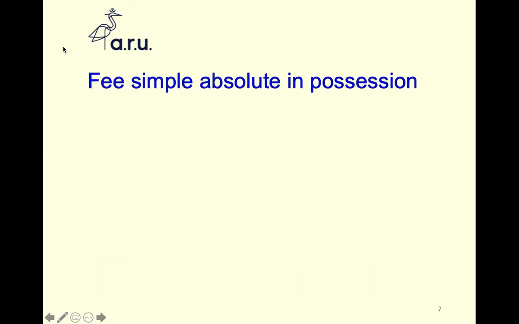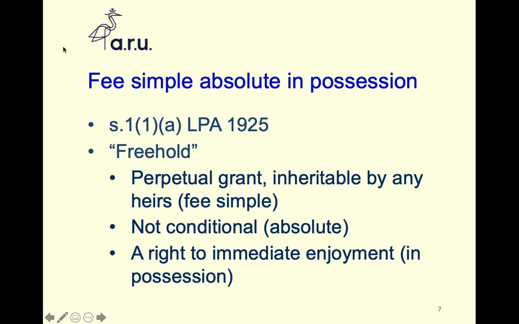So first of all, the fee simple absolute in possession, as I've said, section 1.1a, so the most important first prime piece of legislation that you see is that a freehold is this idea that it is something given perpetually. So it's given pretty much forever. It can be inherited by somebody else. It can be sold on to somebody else. It is something that is granted freely, and the idea is that your hold on the land is indefinite.